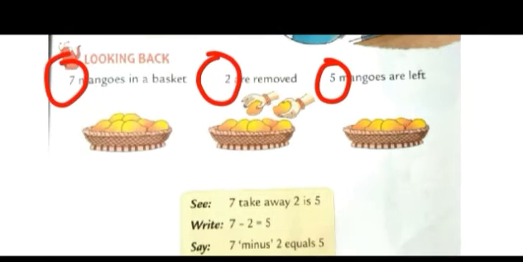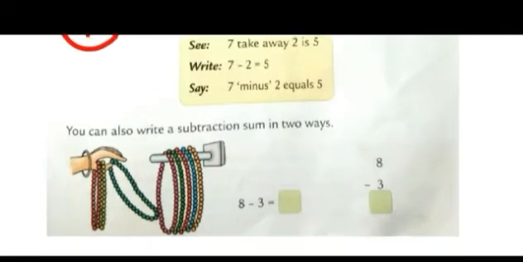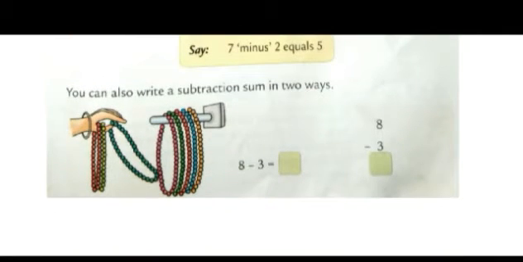So, this is the way how we subtract a given number. In the addition, it was denoted by this plus sign. Now, in subtraction, we will denote it by this sign. This is the sign of minus. If this sign is there, that means we have to subtract a given number. If this plus sign is there, that means we need to add that number. Okay. Now see this. You can also write a subtraction sum in 2 ways. If you write horizontally or vertically, both answers will remain the same. There will be no change in the answer.